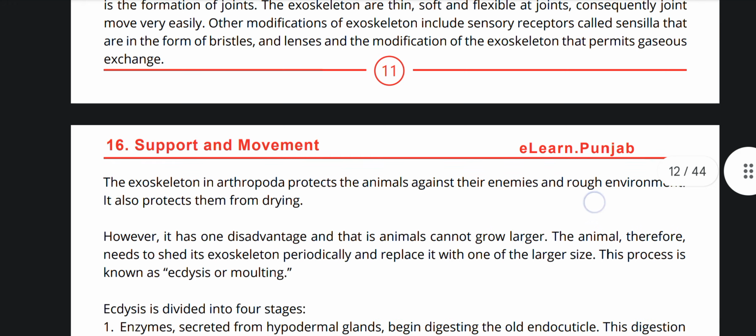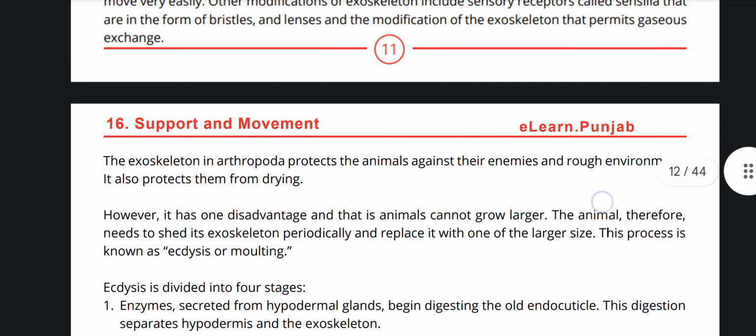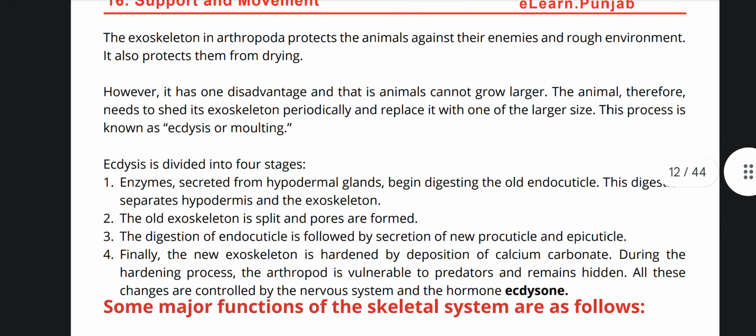Other modifications of exoskeleton include sensory receptors called sensilla that are formed of bristles and lenses, and the modification of the exoskeleton that permits gaseous exchange. The exoskeleton in arthropoda protects the animal against their enemies and rough environment and protects them from drying. However, it has one disadvantage, and that is animals cannot grow larger. The animal therefore needs to shed its exoskeleton periodically and replace it with one of a larger size.